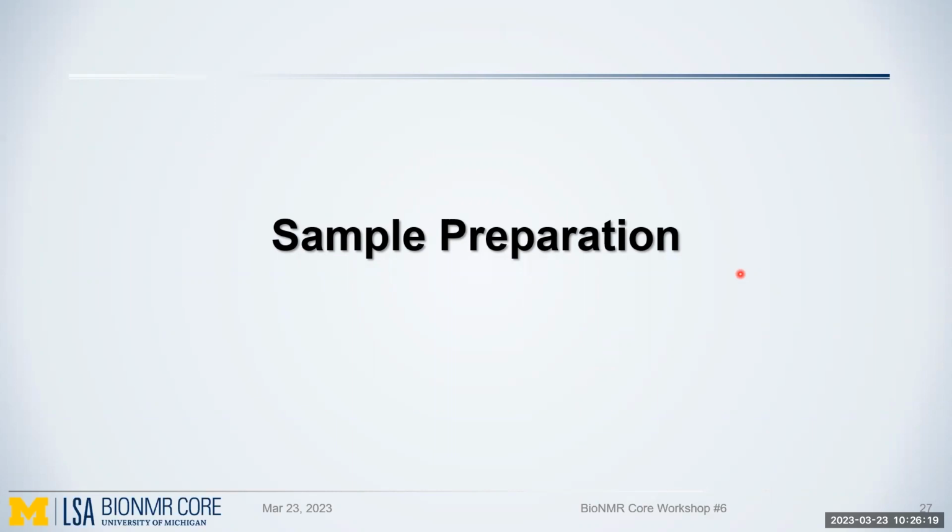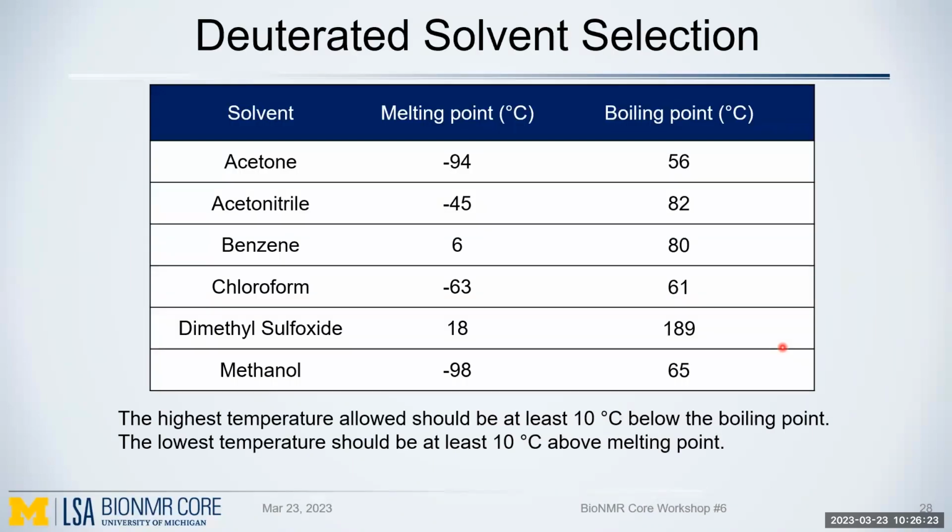There are some very important considerations to take into account when running variable temperature NMR for sample preparation. The first thing is selecting the appropriate solvent. When running variable temperature NMR experiments, you want to make sure that your solvent is stable at the target temperature. So you want to get the melting point and the boiling point of your sample. Here I've listed the melting points and boiling points of the most commonly used solvents.